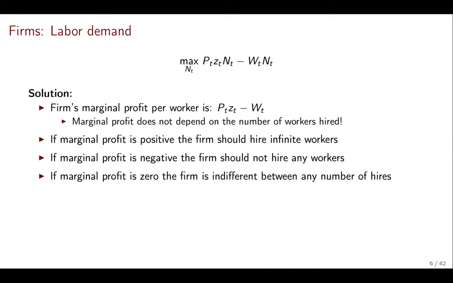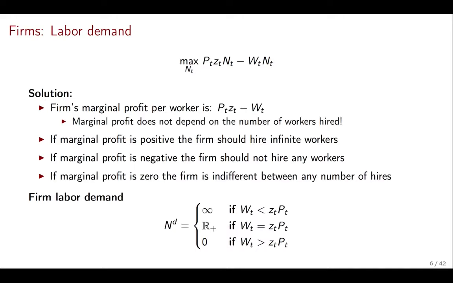If the marginal profit is positive, of course, the firm wants to hire as many workers as possible. They don't see any reason to stop, so they want to hire infinitely many workers. If the marginal profit is negative, remember, it will always be negative, then they don't want to hire any worker. And if the marginal profit is 0, then they don't care. So the firm labor demand is going to be perfectly elastic at a nominal wage of Z times P, or equivalently at a real wage of Z_t. And so the real wage moves 1 for 1 every period with the real productivity. And that's all we need to know about our firms.